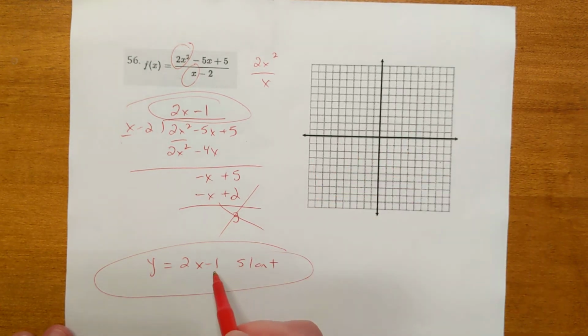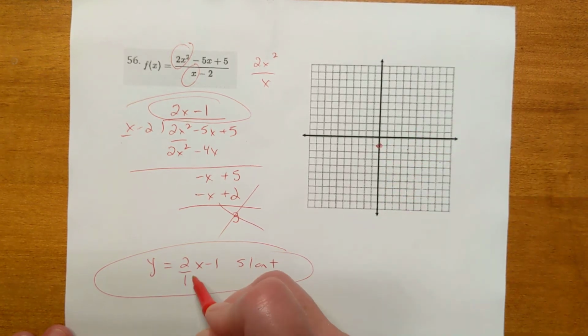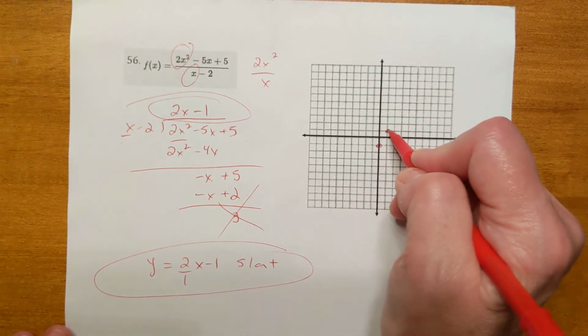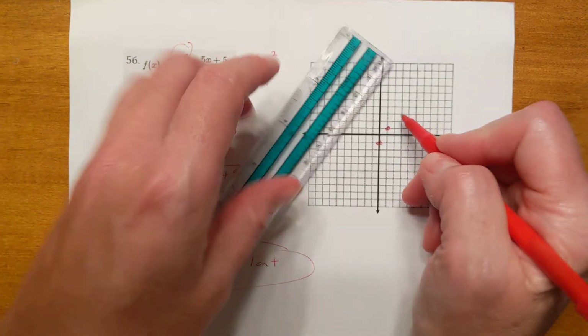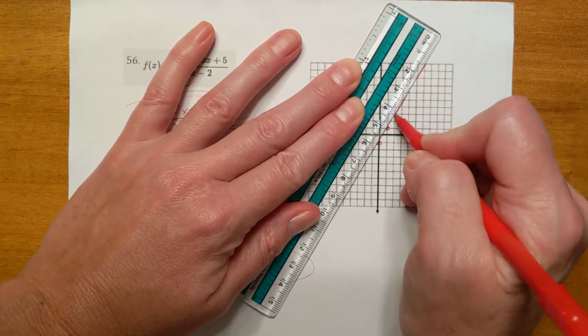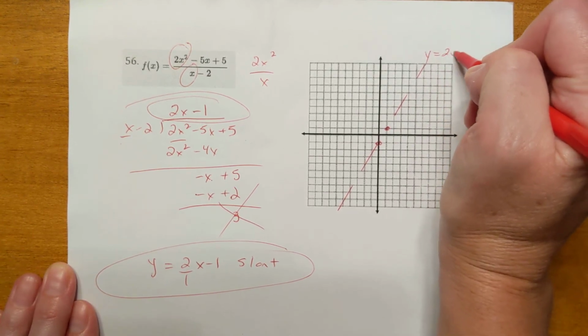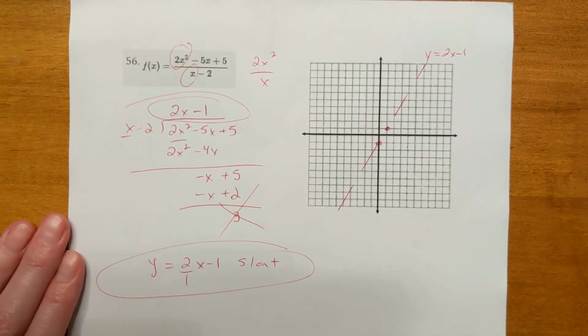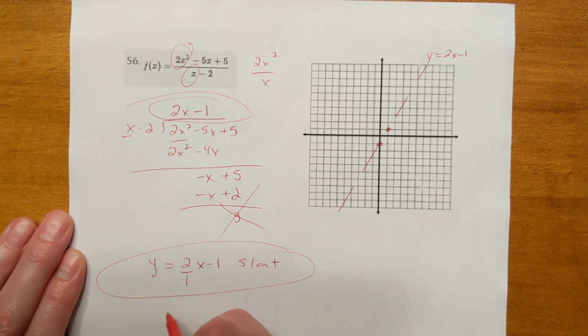So again, the y-intercept is negative 1. The slope is 2 over 1, so go up 2 over 1. I'm going to connect that with a dashed line. So y equals 2x minus 1. All right, and again, you can't have a horizontal and a slant asymptote, so there's no horizontal asymptote.